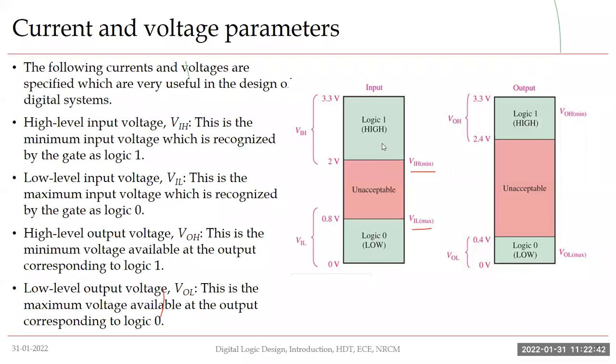Now similarly here you have the largest value which is considered as logic 0. The same logic applies at the output. So we have VIH, VIL, input high, input low. Similarly, we have output high, output low, the smallest value.